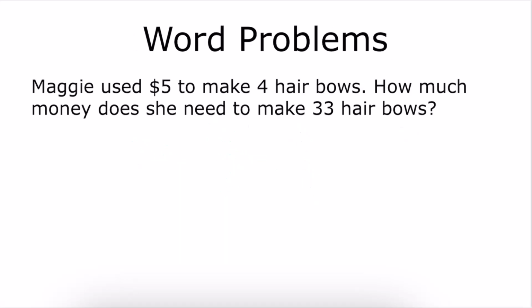So in this case, we still have the situation where it takes Maggie $5 to make 4 hair bows. So that ratio is the same. But this time we're asking how much money does she need to make 33 hair bows? And in this case, there's not an easy number to multiply 4 by to get the number 33. 4 times 8 equals 32, but we're trying to figure out how much money she needs to make 33 hair bows. So in this case, rather than just finding the factor and multiplying it, we're going to do cross multiplication.